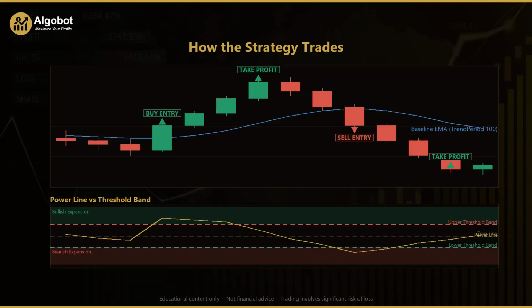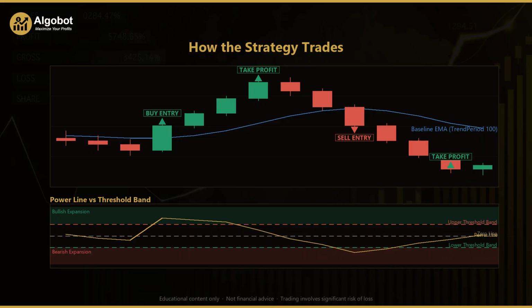The final candles show price sliding lower with conviction, the power line holding inside its bearish zone. Again, once the move clears 1R, the stop trails to break even, and price then reaches the downside take profit target on the candle marked take profit, closing the short study.